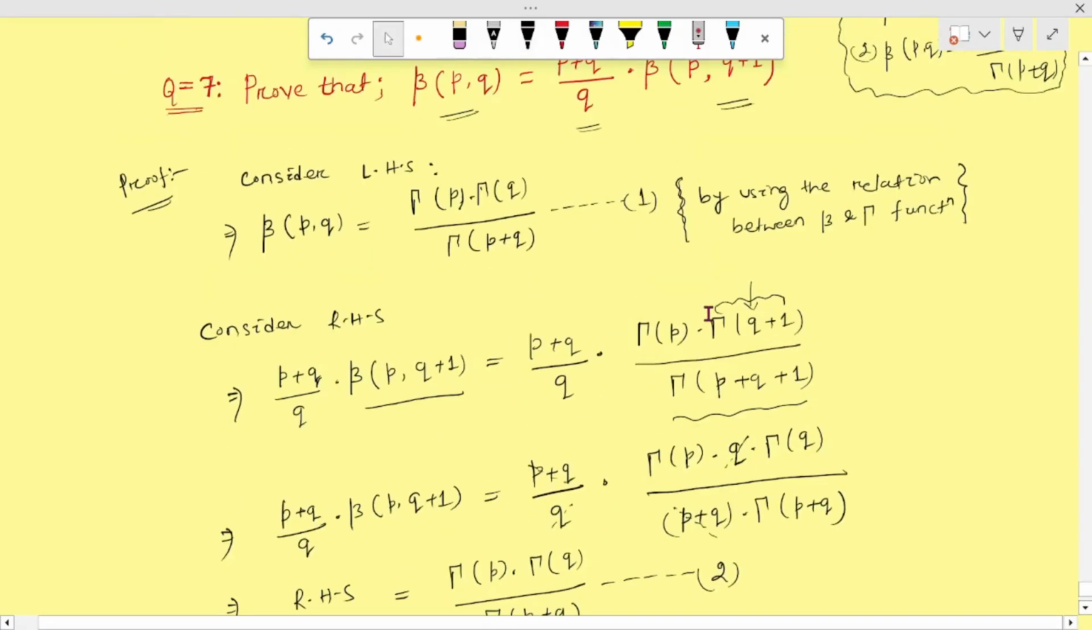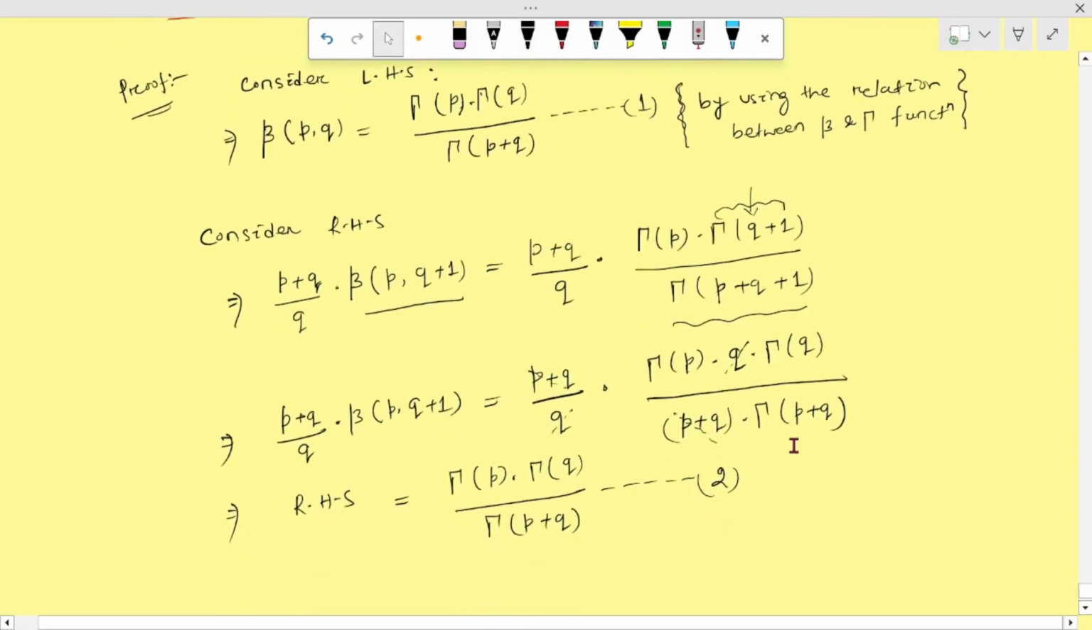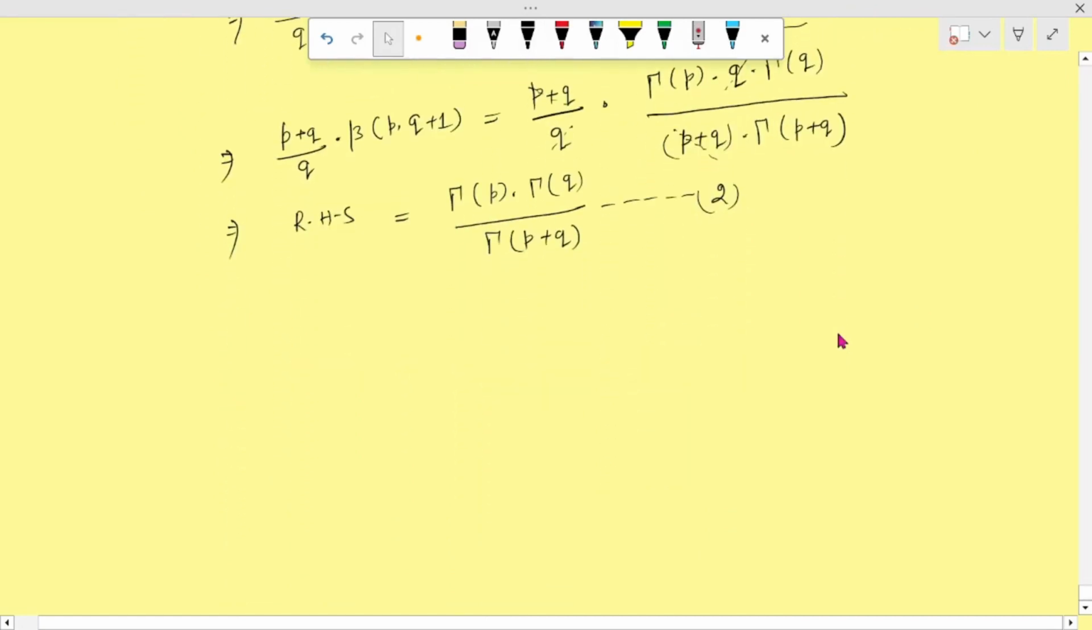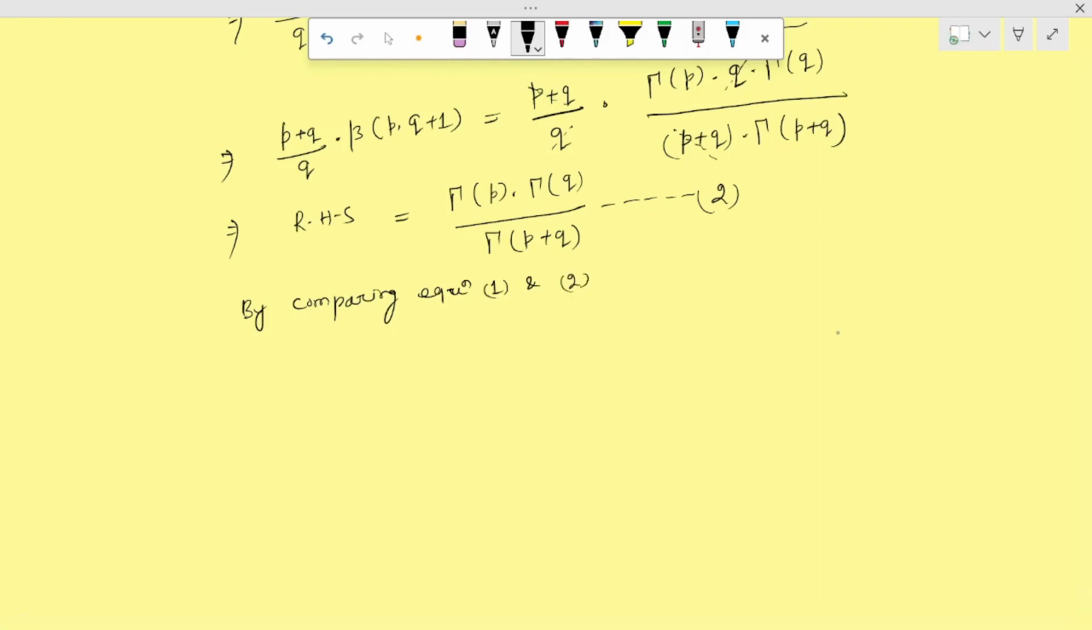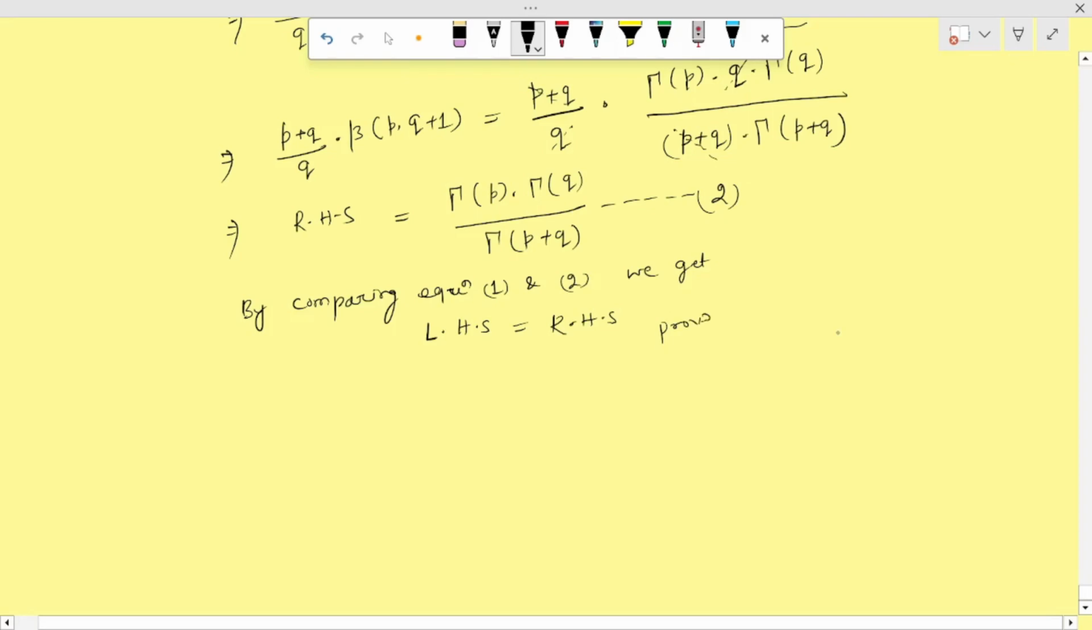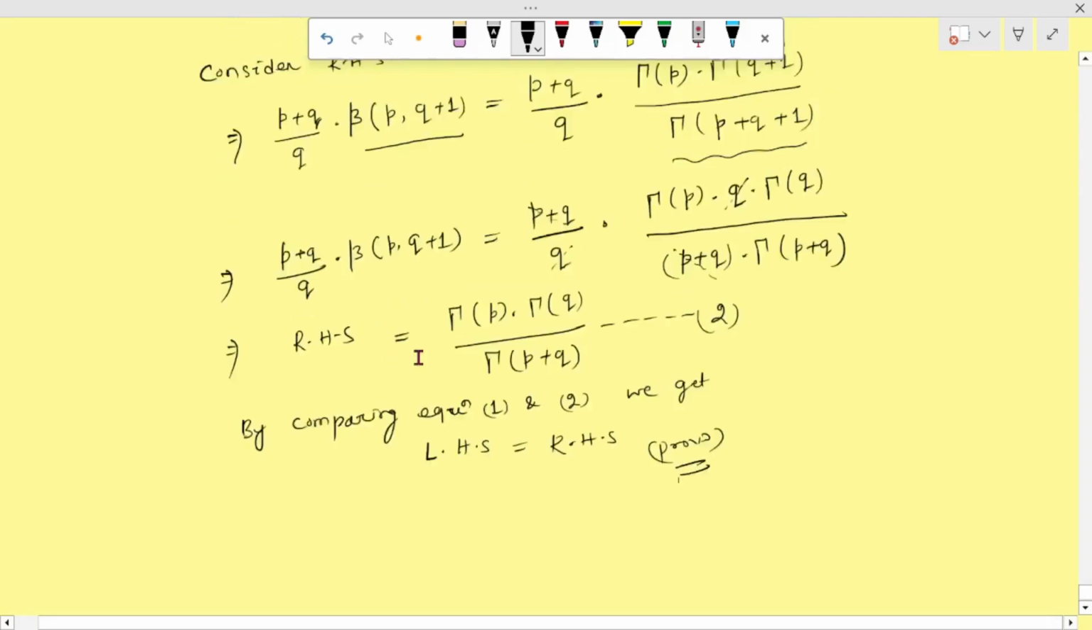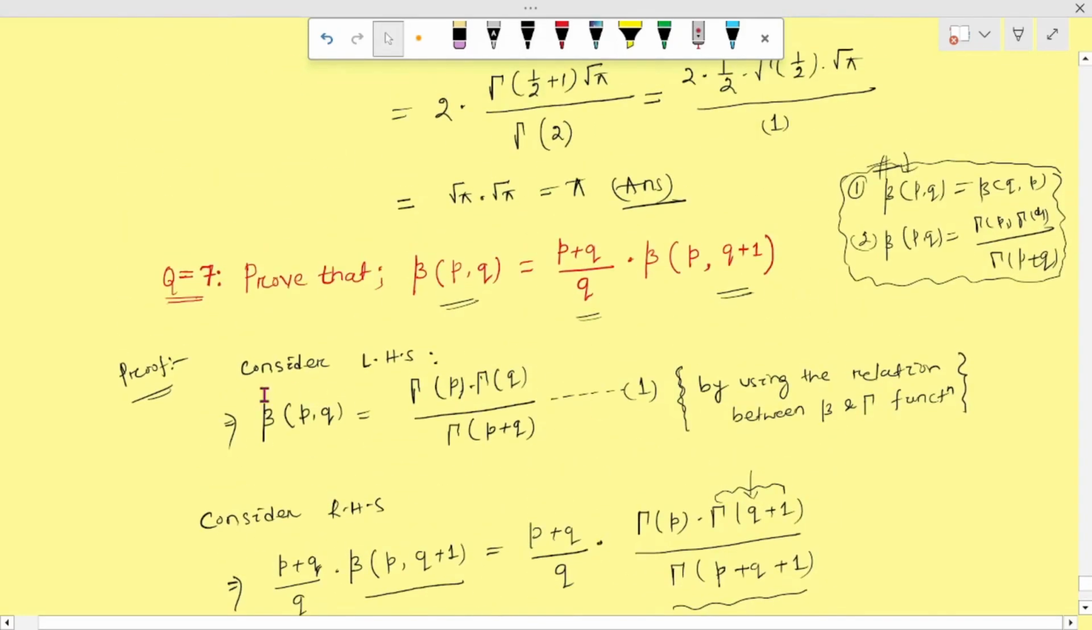Now, if I compare equation number 1 and 2, by comparing equations 1 and 2, we get LHS is equal to RHS. Okay, hence proved. Now we are going to go for our next question.